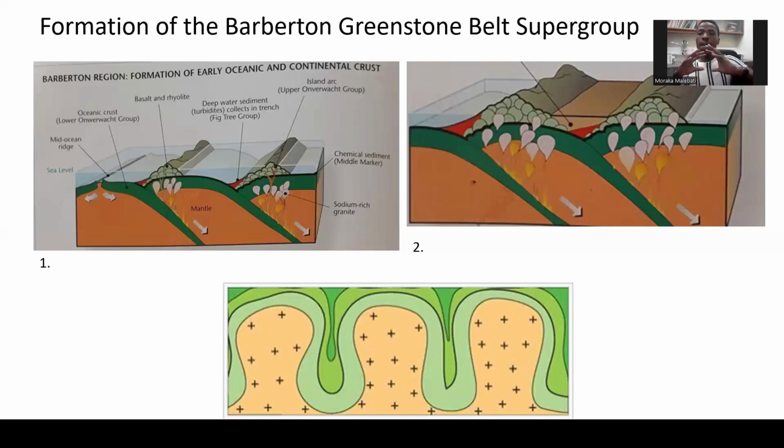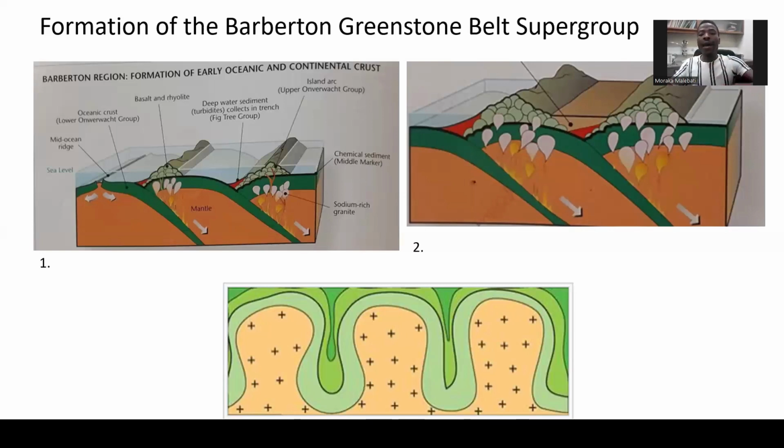Okay, so in your mind, picture the lower Onverwacht being formed. All right, now as this crust moved away from the ridge, the pillow lavas became buried by a layer of chemically precipitated iron oxide plus silica.